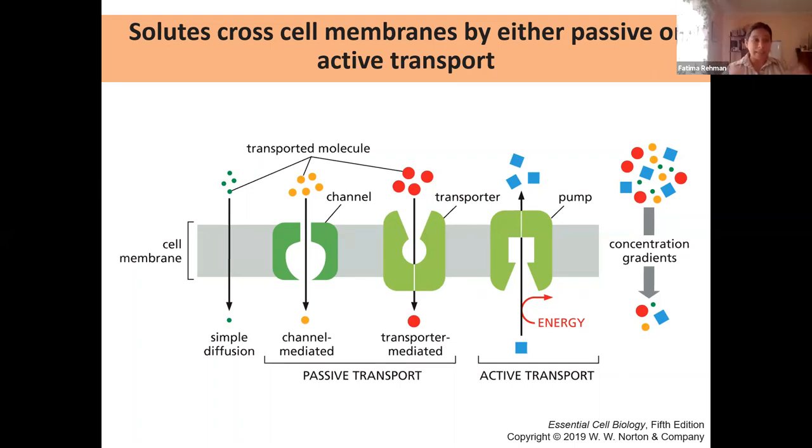And these are not binding. These proteins in the channel are not interacting with the molecules that they are transporting. They're just flowing. They're providing a channel to go through, just a little tunnel to go through, and that's it.